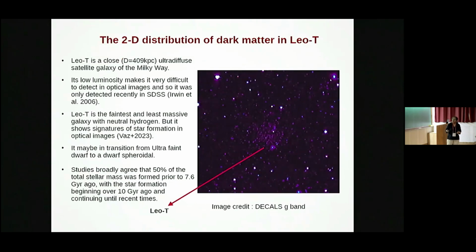And now I'll move on, because there's not a lot of time, to our study on Leo T. Leo T is a very ultra diffuse, very faint galaxy, and it's only about 400 kiloparsecs away, so it's quite close to the Milky Way plane, and you can hardly see it. If you look at it in even DECaLS, I was only able to really see it in the G-band image.